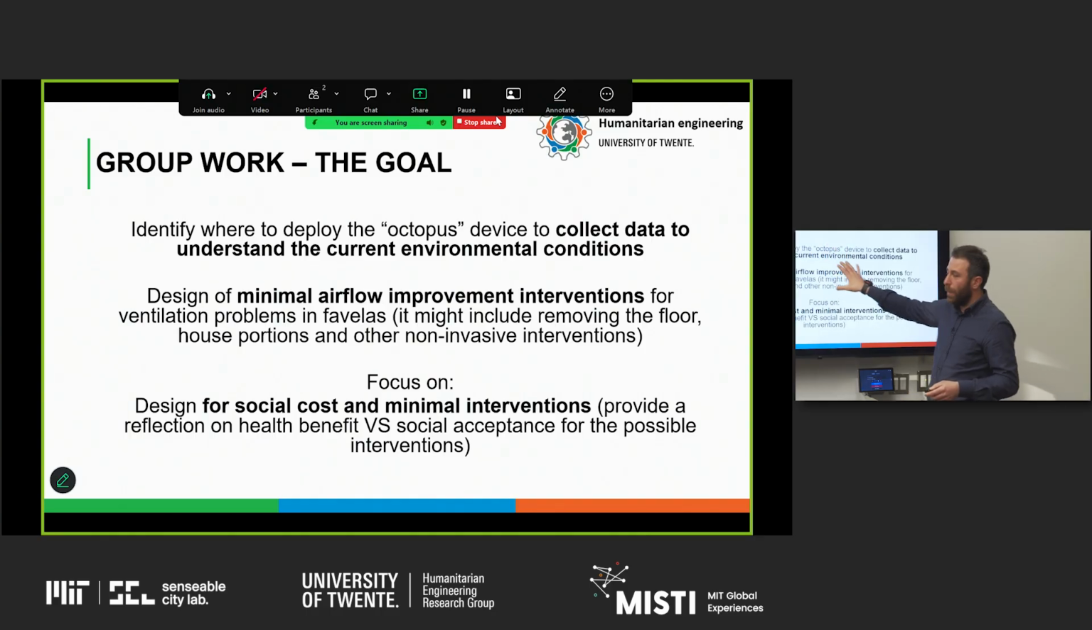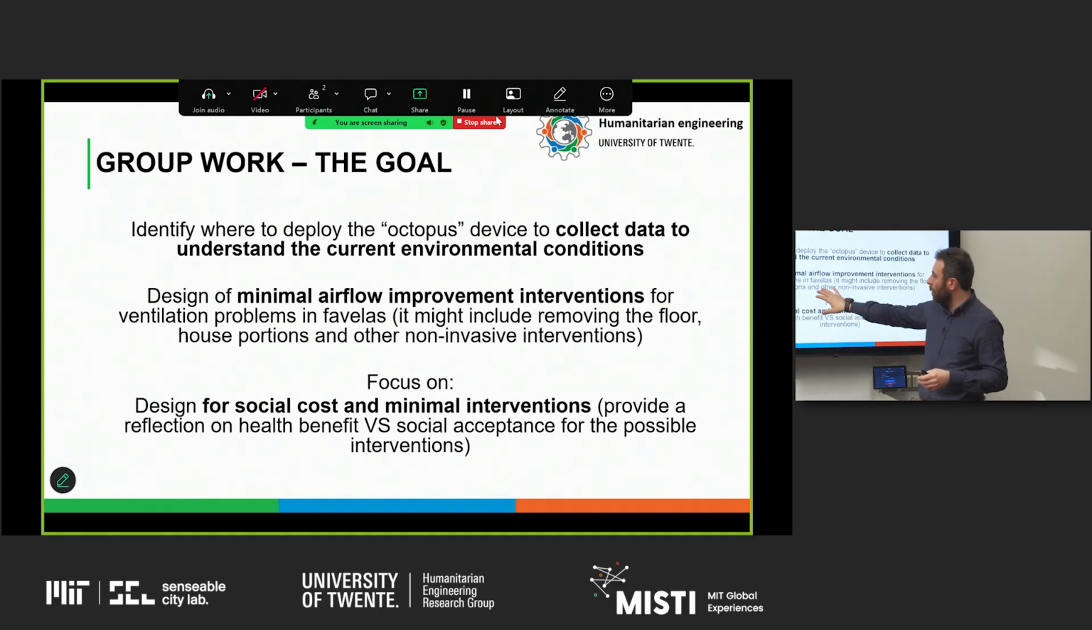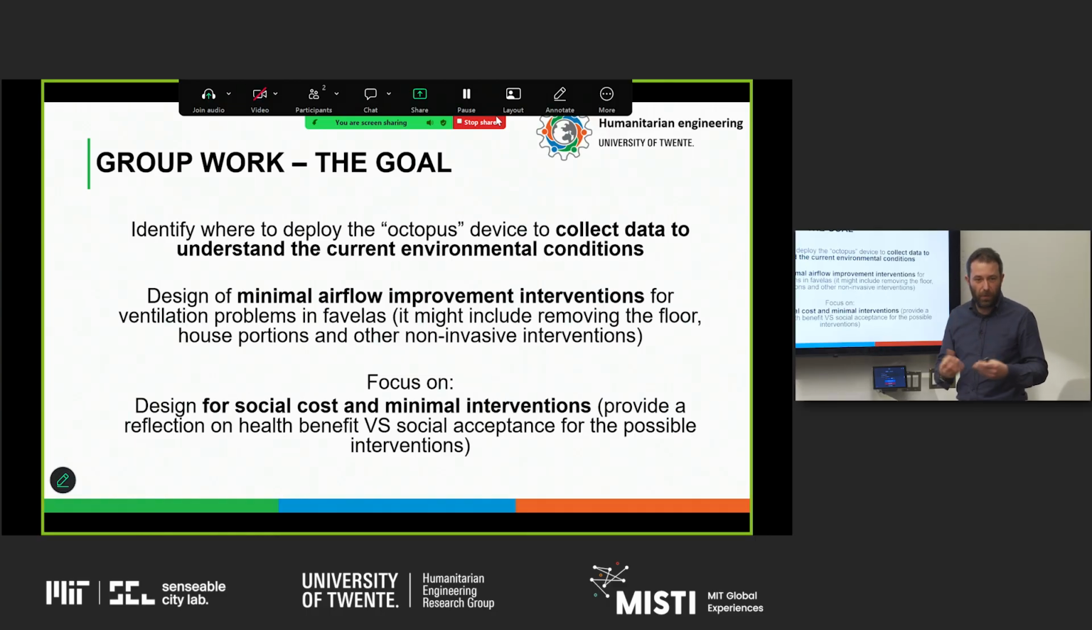The goal is basically divided in three main areas, I would say 2 plus 1. First, identify where to deploy the octopus in the favelas to collect data and to understand the current environmental condition, as I said. Don't go ballistic in that sense. Let's focus on the airflow, the temperature, and the humidity. Once you have pointed out the possible 4, 5, 6 positions of the sensor, you go more to the design phase of the exercise.